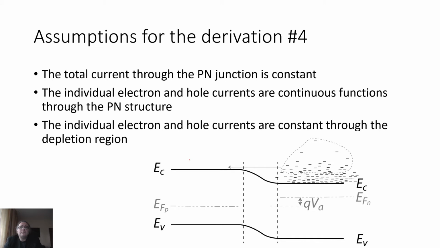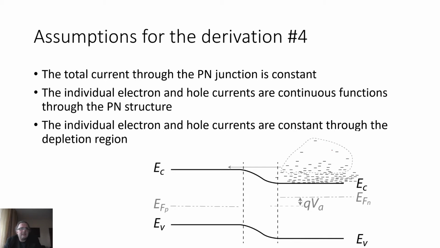The fourth assumption is that the total current through the PN junction is constant. So I've put this fourth assumption in 3 points. The individual electron and hole currents are continuous functions through the PN structure, and the individual electron and hole currents are constant through the depletion region.